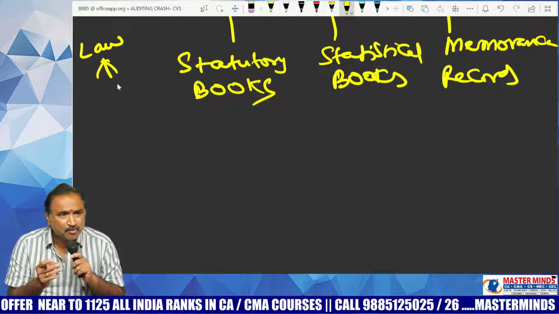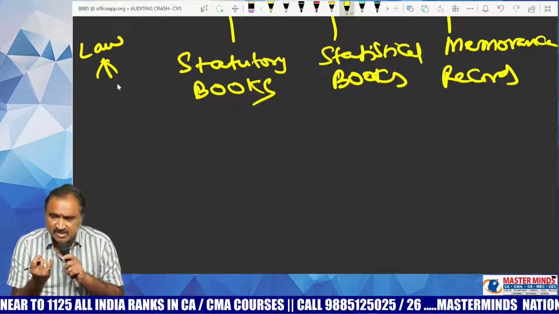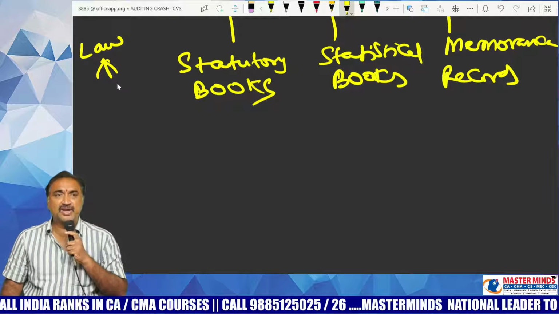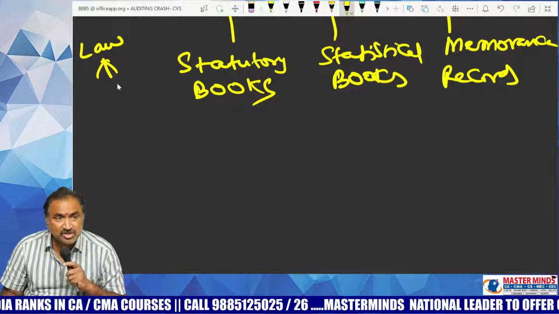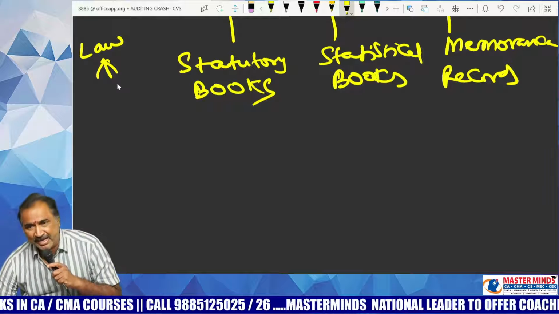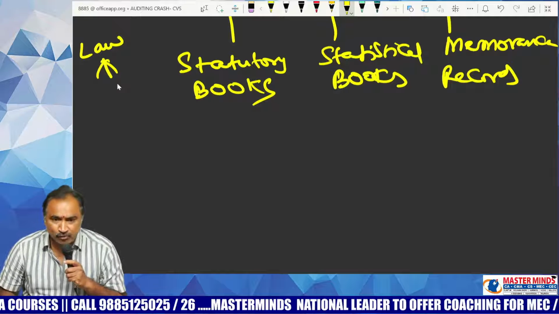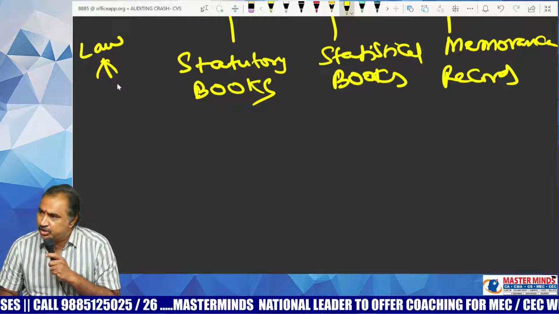What are books? Books are of three types. The first one is statutory books. The second one is statistical books. The third one is memoranda records. What are statutory books? Any book maintained by the company under your audit, under any law for the time being in force, can be technically called a statutory book.